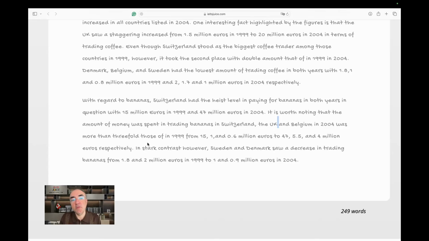The amount of money which was spent in trading bananas in Switzerland, the UK, and Belgium in 2004 was more than threefold of that in 1999, from 15.1 and 0.6 million euros to 47, 5.5 and 4 million euros respectively. So let's see. There are three countries: Switzerland first, then the UK, and then Belgium, in 2004 more than 3 times their numbers in 1999.